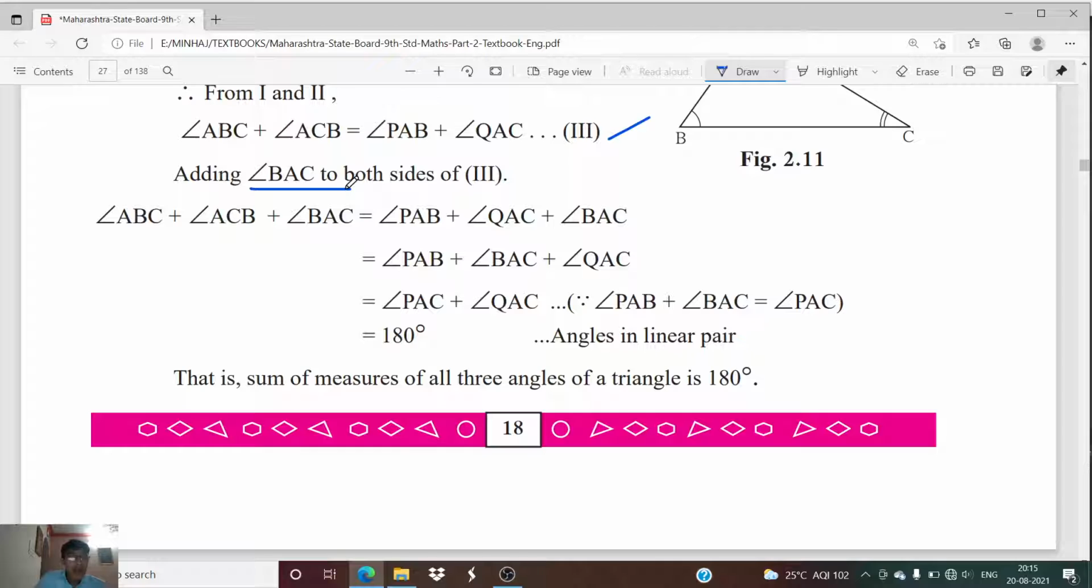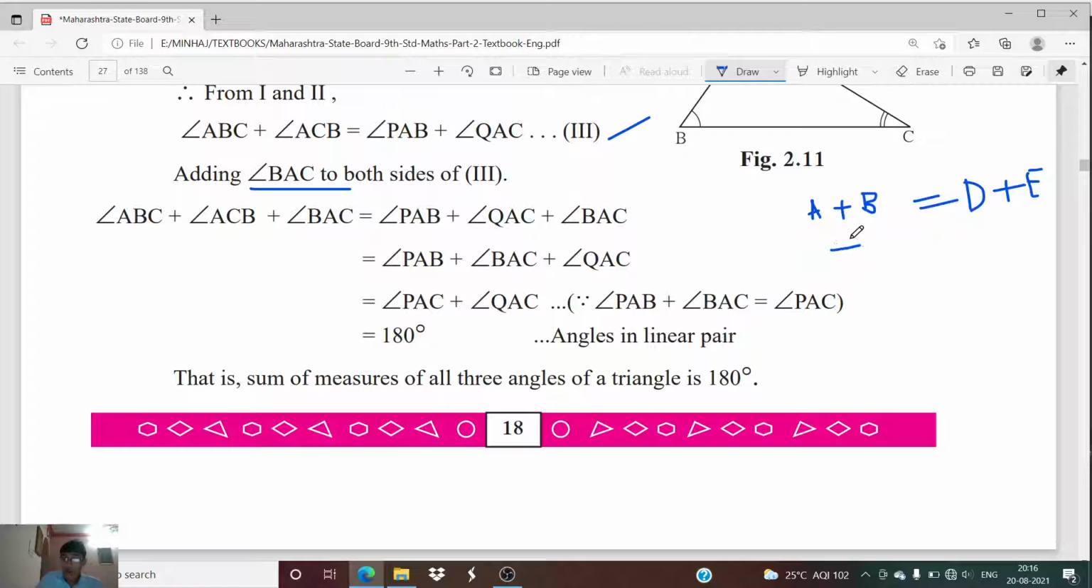Now if I am adding angle BAC only on the one side, that is LHS, and I am not adding this particular term on the RHS, then my equation is going to be wrong. Always remember that whenever we take an equation A plus B is equal to, suppose, D plus E, and if I want to add a particular term on the left hand side, that same term must be added on the right hand side as well.